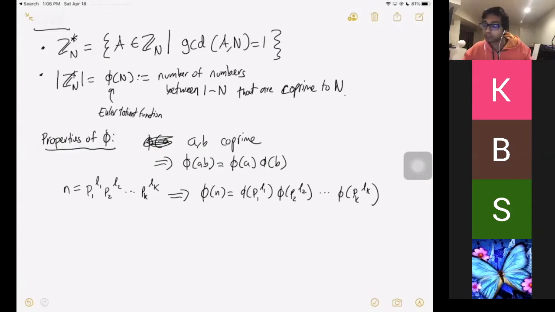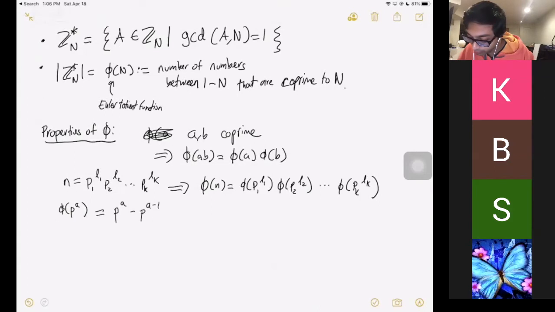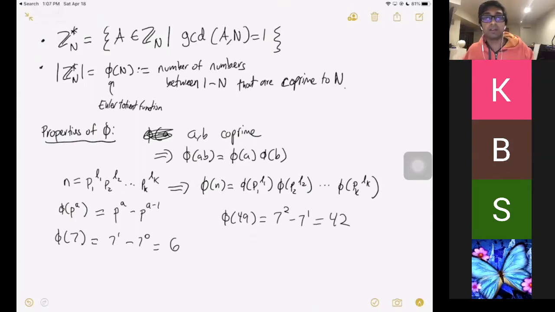Cool. So maybe it would be useful to know what phi of some prime to some power is. Phi of p to the a is equal to p to the a minus p to the a minus 1. So what is phi of 7? This is 7 to the 1 minus 7 to the 0, which is equal to 6. What is phi of 49? This is 7 squared minus 7 to the 1, which is equal to 42. Cool. So this is the Euler function phi.